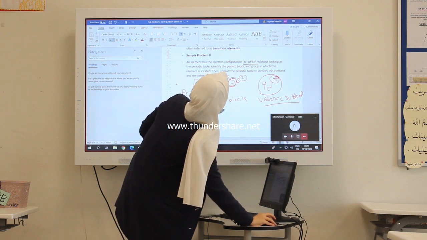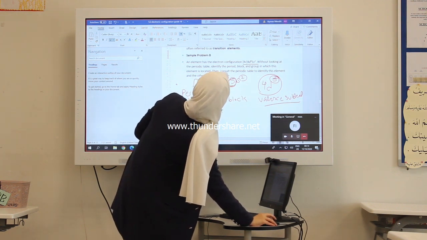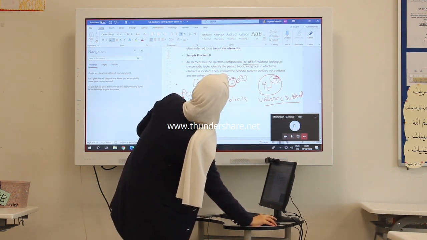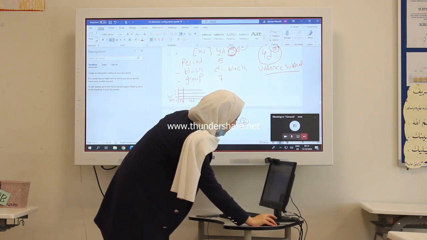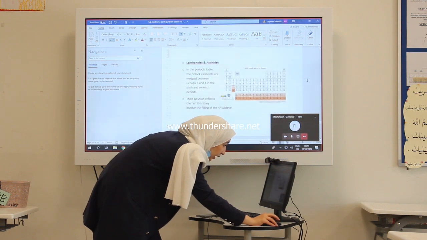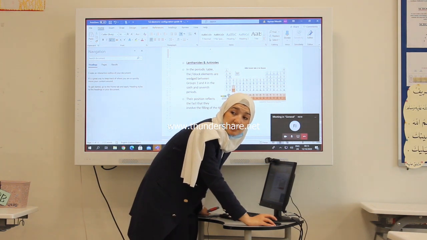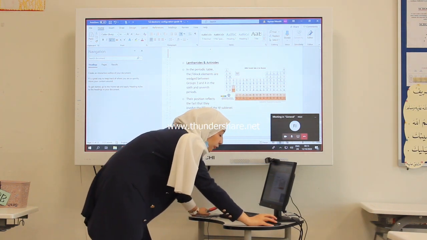Then consult the periodic table to identify this element and another in its group. Now let's go to that element. We said that it's in period 5, group 7. Let's go to the periodic table. Who has a periodic table from the front? Faris, please.